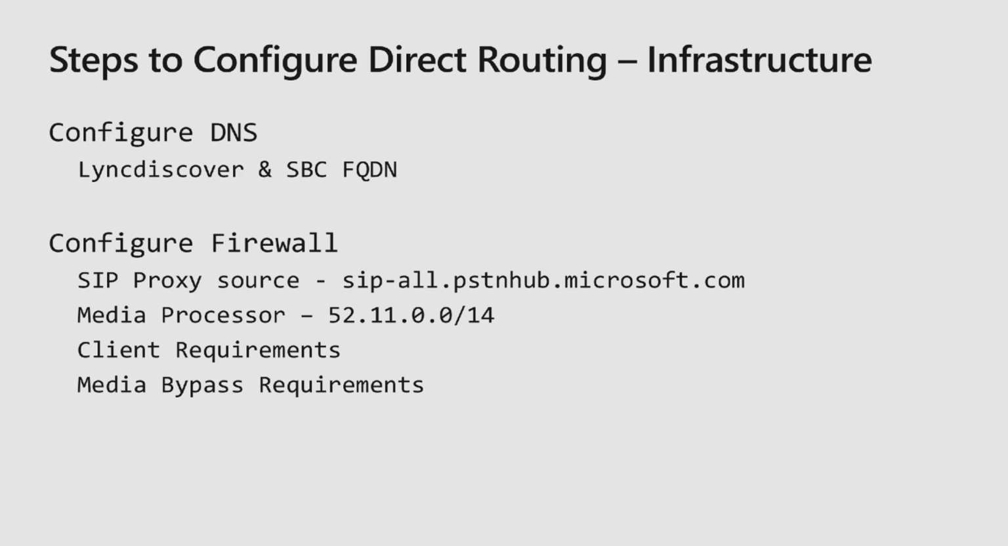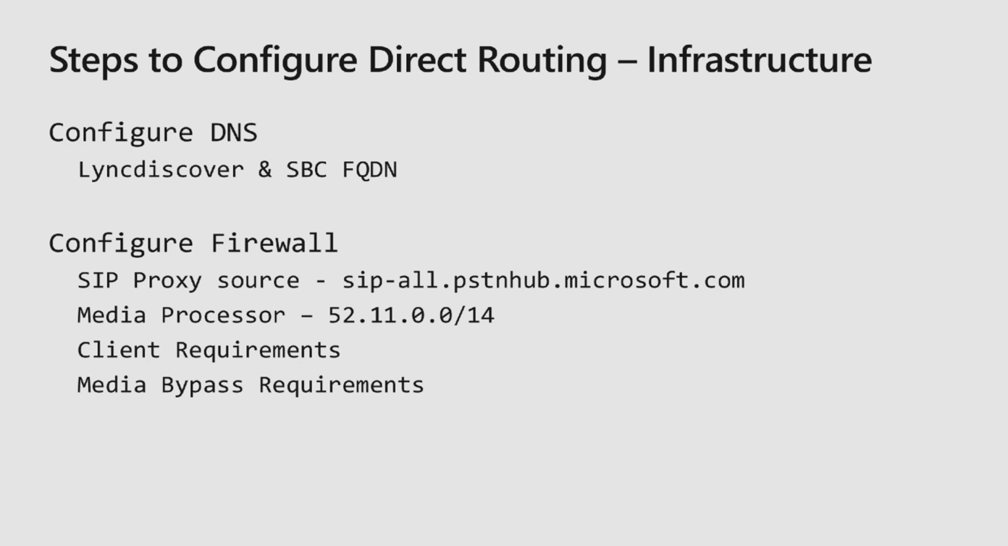One of the records we're going to have to configure is lyncdiscover, so lyncdiscover.shanehoey.com as an example. The reason for this is not for Teams, it's purely for PowerShell. When we're doing our configuration, we're using the Skype Online connector, and that requires lyncdiscover, okay? Of course, we've also got our SBC. We'll need to create that DNS.